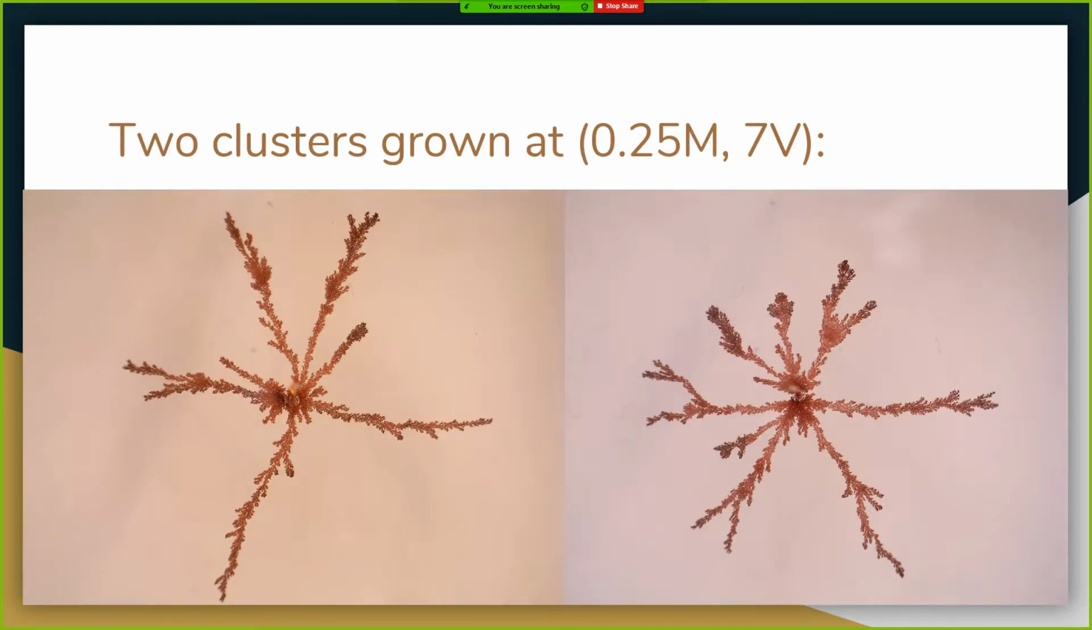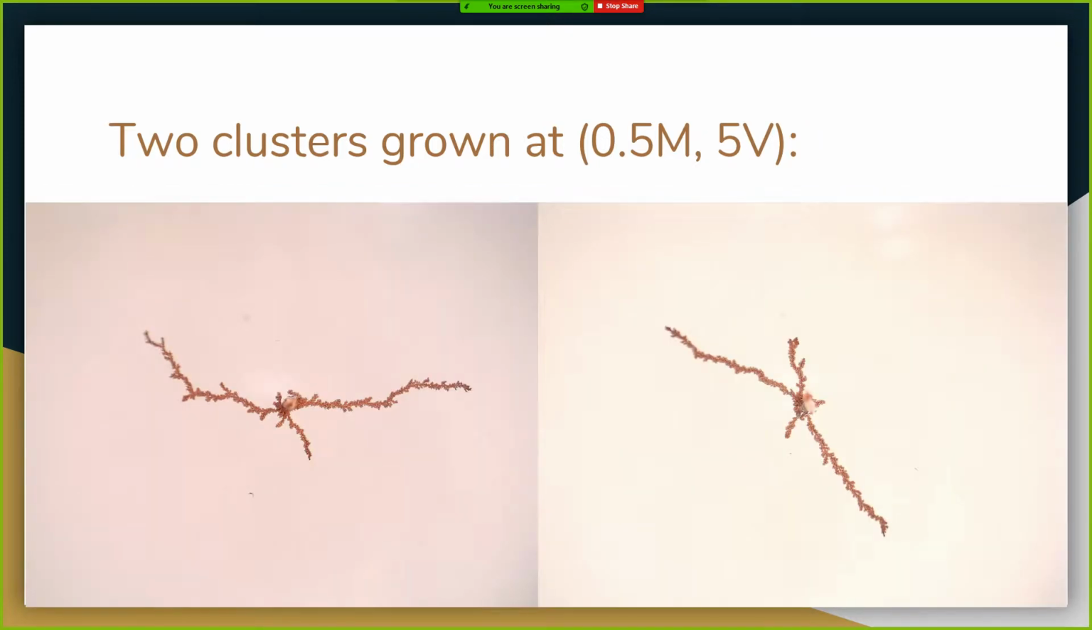So here are 2 clusters grown at the 0.25 molarity and 7 volts. Just eyeballing it, they look pretty similar to each other. They've got what looks like a similar amount of branches. They look equally complex. They branch in similar ways. Whereas these 2 clusters, grown at 0.5 molarity and 5 volts, look very different from the last 2, but they look similar to each other. So just that small change in voltage and concentration affects how the cluster will grow pretty impactfully.